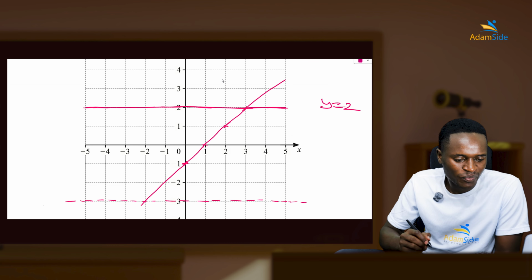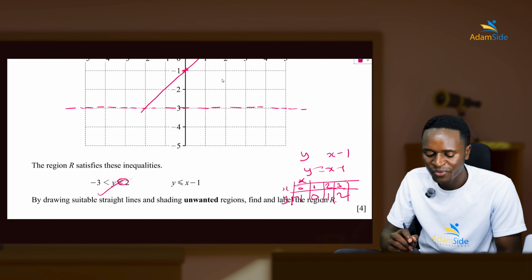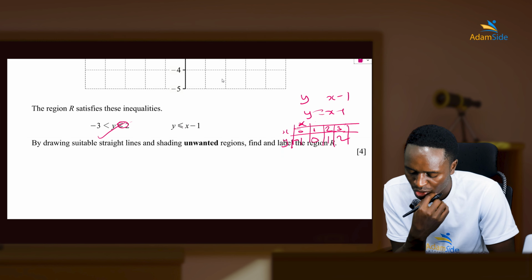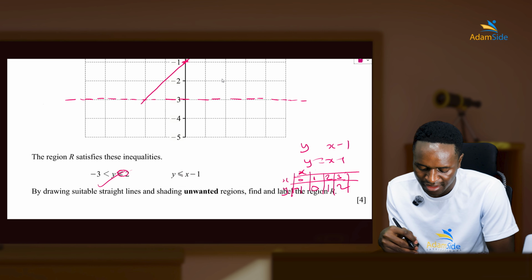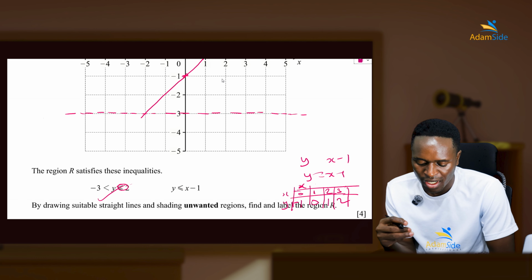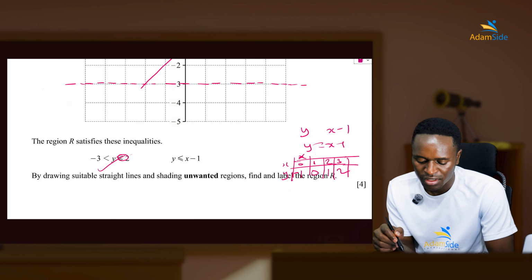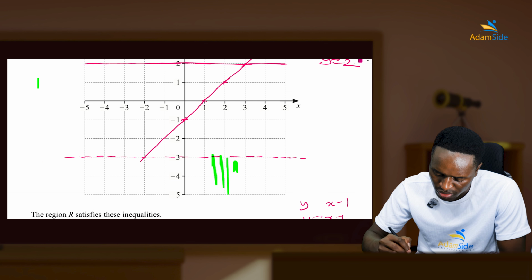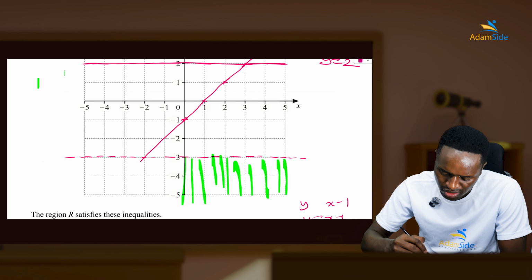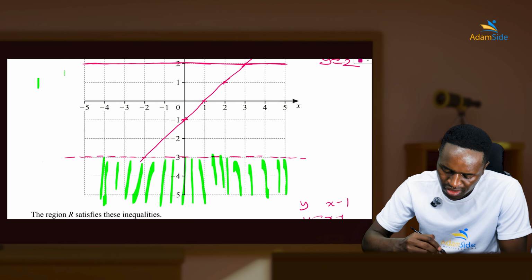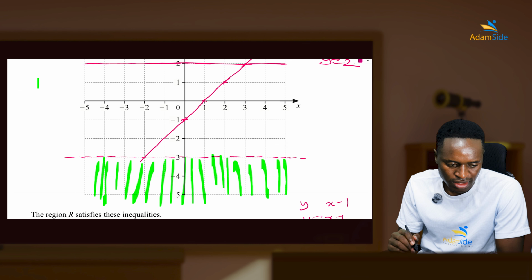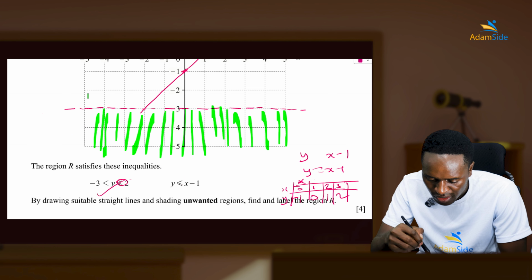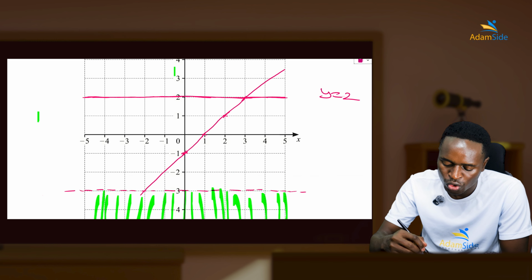Now, remember, they say, by drawing a suitable straight line and shading the unwanted region, find and label the region R. So y is less than or equal to x minus 1. If you look by the testing method from the diagram, let's find the unwanted region. This is the unwanted region, because the top is the wanted region. Then they say y is greater than or equal to 2. So this region is not there, but the region on top is wanted.